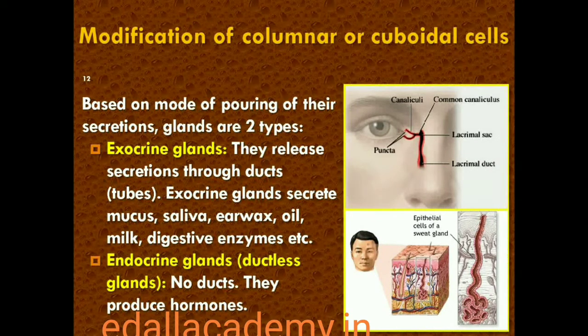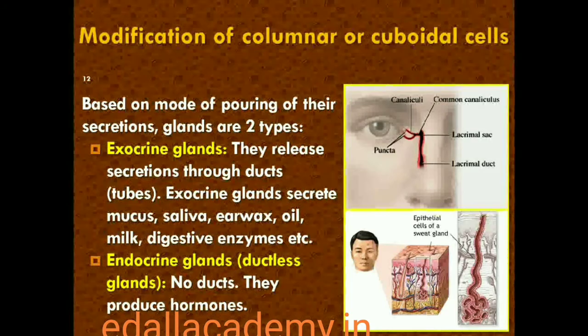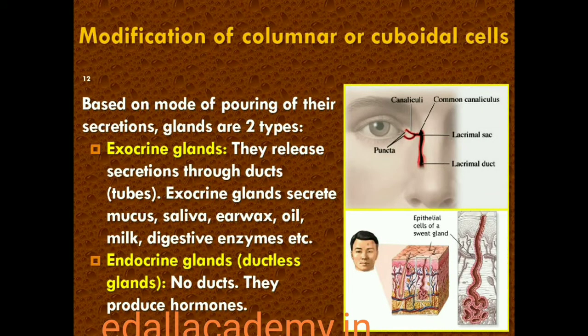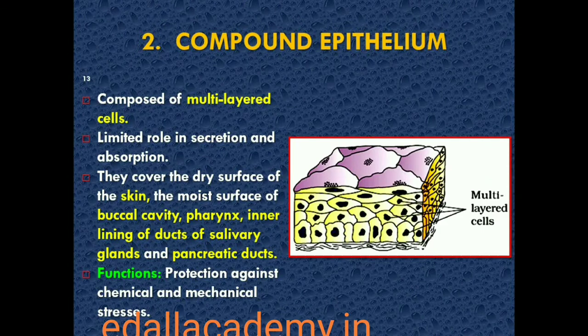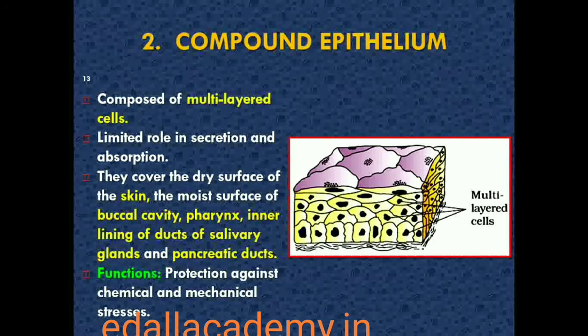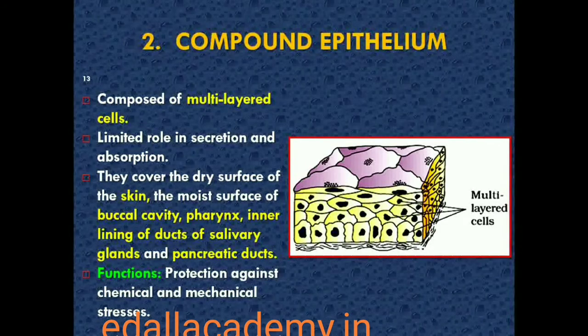These products are released through ducts or tubes. In contrast, endocrine glands do not have ducts. Their products called hormones are secreted directly into the fluid bathing the gland. Compound epithelium is made of more than 1 layer, multi-layered, of cells and thus has a limited role in secretion and absorption. Their main function is to provide protection against chemical and mechanical stresses.